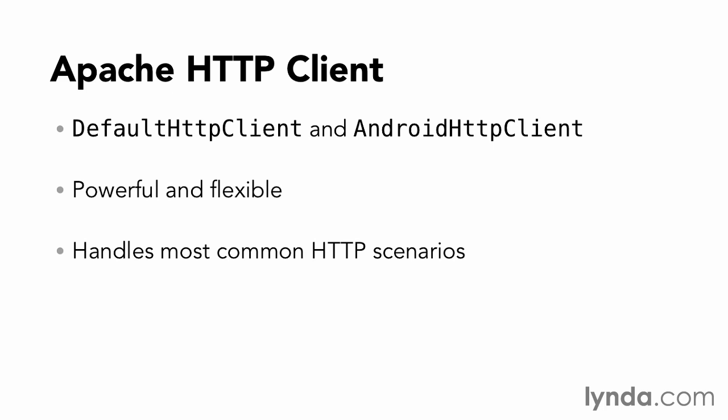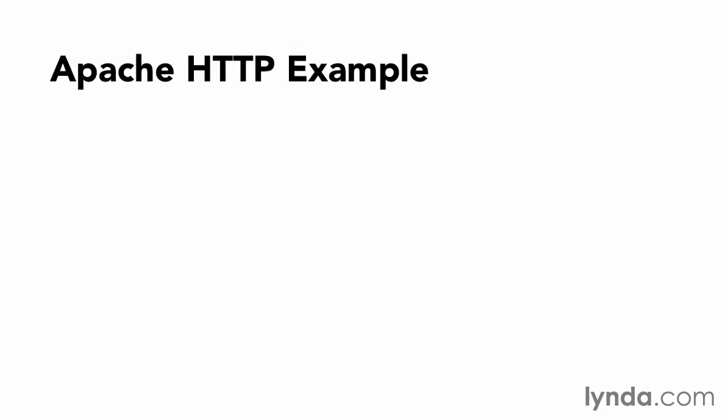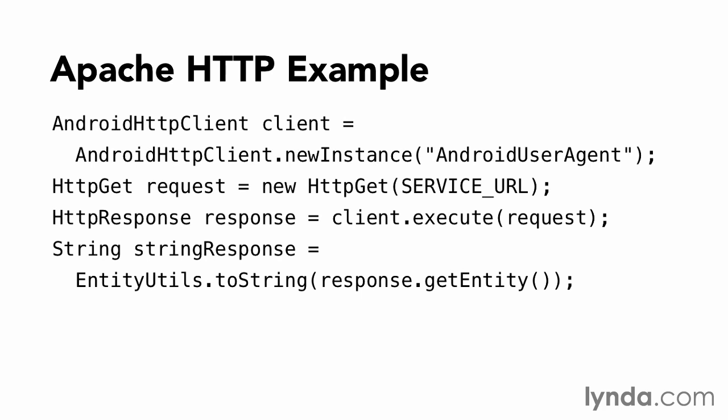But since about 2011, the Android team has not worked on improving this API for Android. So whatever features or bugs it had a few years ago are still there and will remain for the foreseeable future. Here's an example of using Apache HTTP.